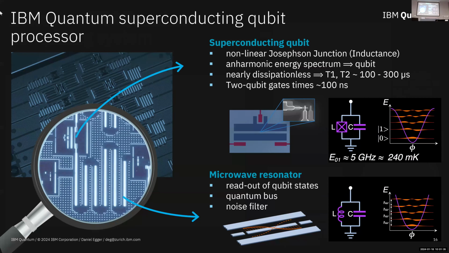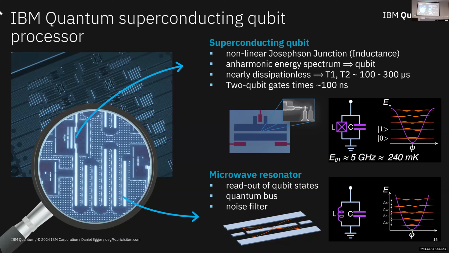Now, the resonators can be very simply viewed as an electrical circuit of a capacitor in parallel with an inductor. This forms a harmonic oscillator. Because it's harmonic, it's not really a great system to process information, because if I drive one transition, I end up driving the whole ladder of states.